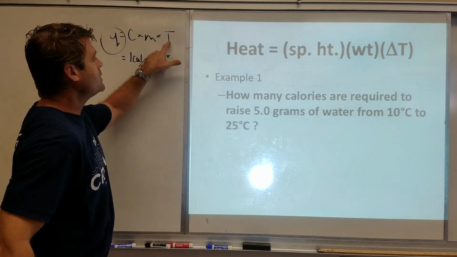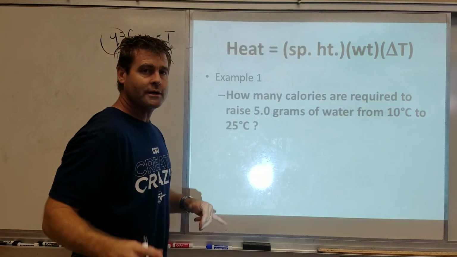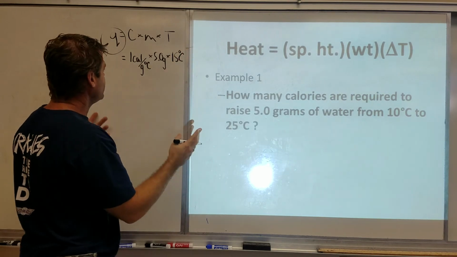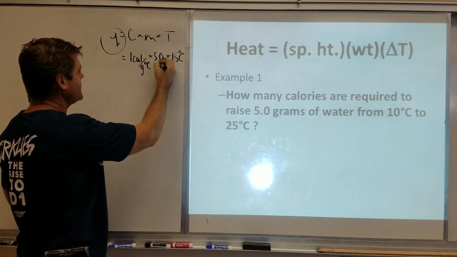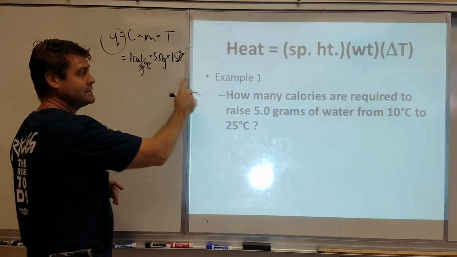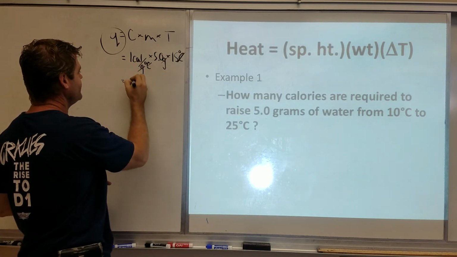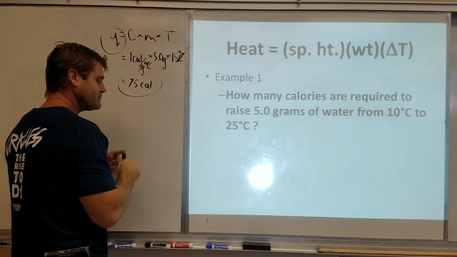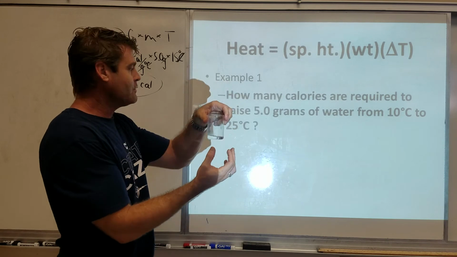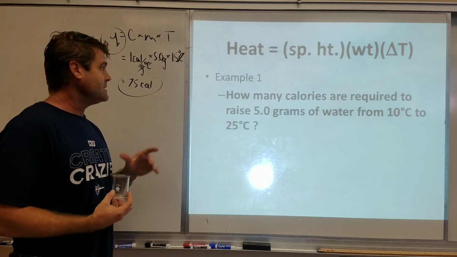And you have to remember, what's the change? That's the change in temperature. How much did the temperature change? It went from 10 degrees to 25 degrees. It went up by 15 degrees, right? You just subtract. Now look at your units. The gram on top, gram on bottom cancels. Degree Celsius on top, degree Celsius on bottom cancels. What am I left with? Calories, which is what I want. Now I just do the math. 1 times 5 is 5, times 15 is 75. What did I just figure out? It would take 75 calories of heat to raise 5 grams of water 15 degrees Celsius. 75 calories.